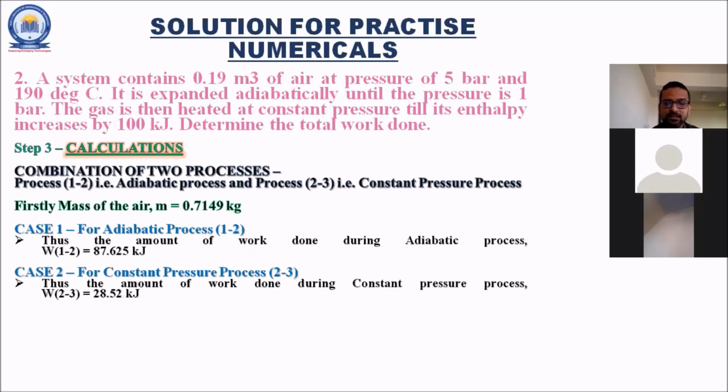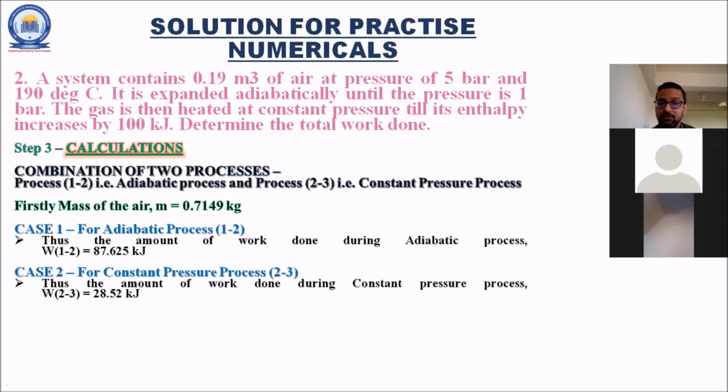How have I calculated this answer? Firstly, considering the adiabatic process 1 to 2, I have calculated the value of the final temperature, that is T2. Then, using the given data for the constant pressure process, I have the value for delta H. So delta H is given, that is 100 kilojoules.